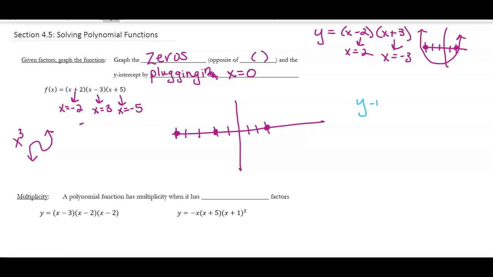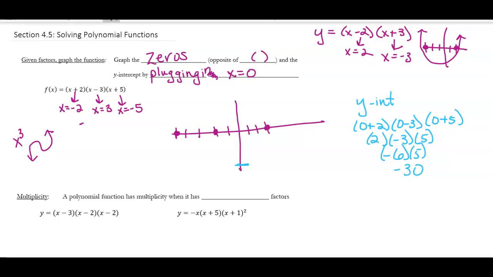Now the next thing we want to do is find the y-intercept. So I'm going to do that by plugging in 0. So 0 plus 2, 0 minus 3, and 0 plus 5. So that's 2, negative 3, and 5. So that's negative 6 times 5, which is negative 30. Whoa, that's way down here. We are not going to make 30 tick marks. We're just going to say it crosses down here at negative 30.